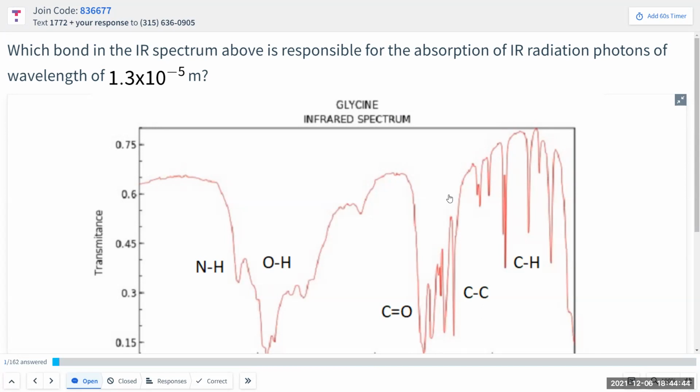This time you are given the wavelength. And the question is, what does this wavelength correspond to? What peak? Is that the question? Yeah, which bond or what peak? Please, if you have any questions, let us know. We can come to you.